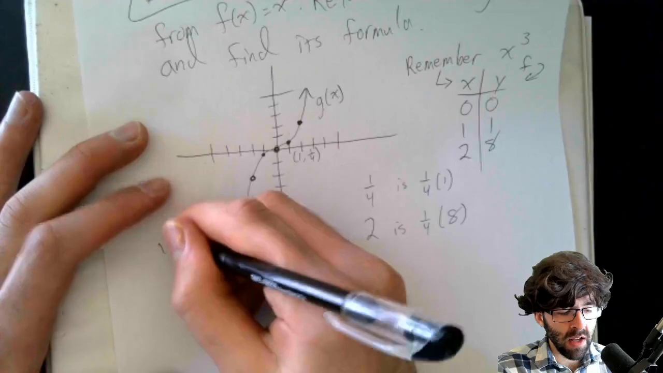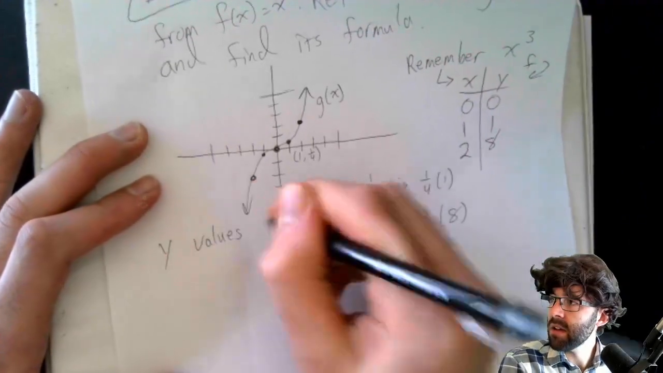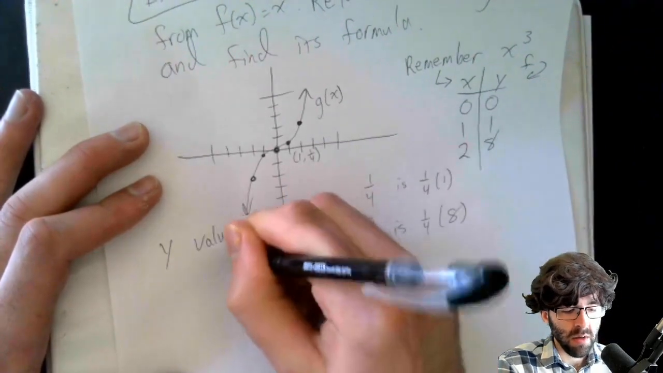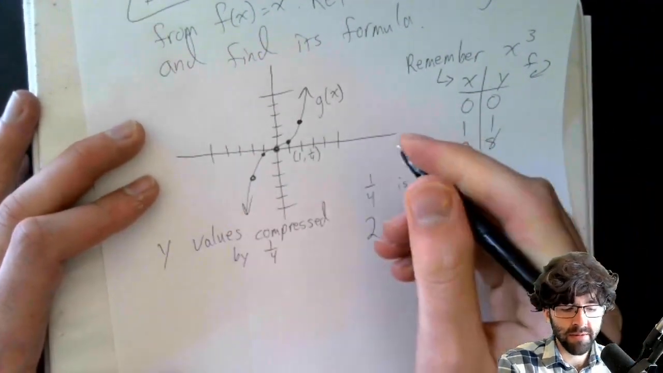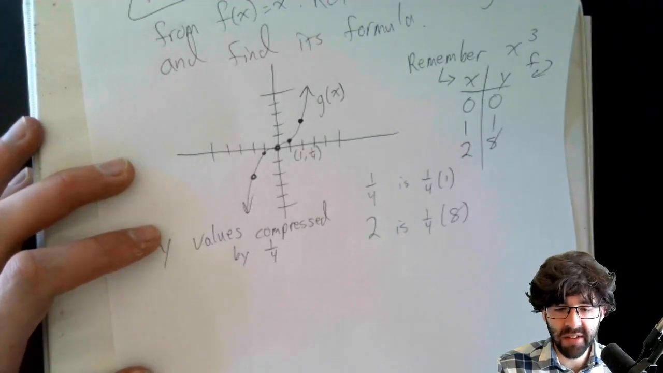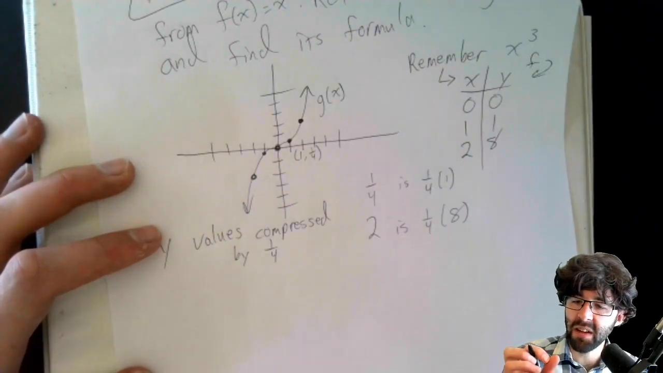So, y values compressed by 1/4. We're getting 1/4 sized. Got like some orange peel on my nail.